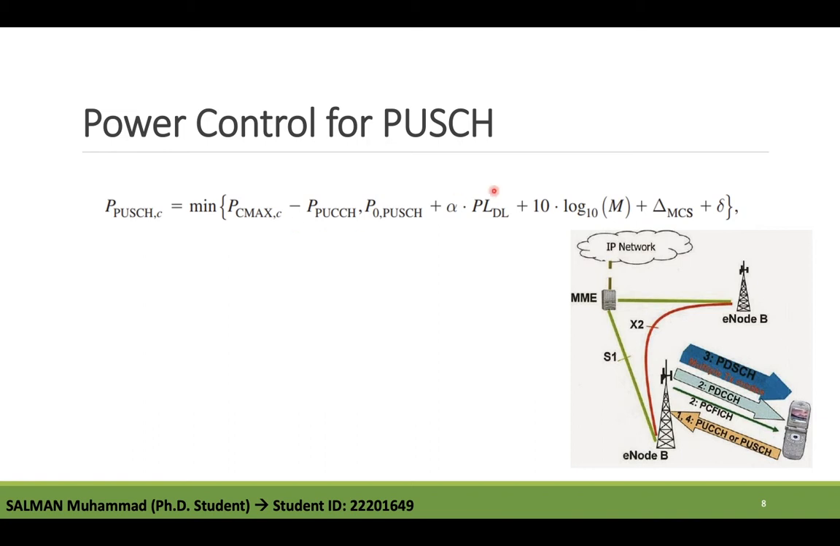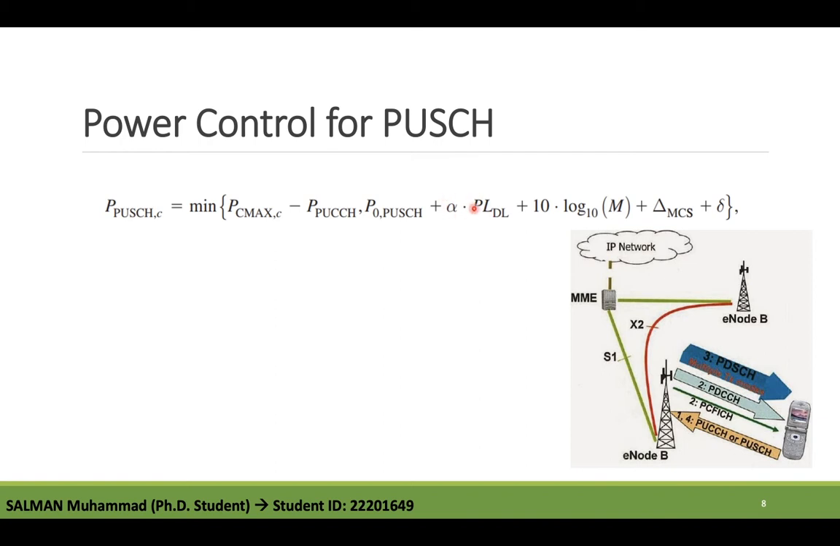The next difference is this term, which is the 10 log 10 of M, which reflects the fact that what is fundamentally controlled by the parameter P0, PUSCH, is the power per resource block. For a large resource assignment, a correspondingly higher received power and a correspondingly higher transmit power is needed. You can also see this alpha term, which can take a value smaller than or equal to 1, which depicts the partial path loss compensation.